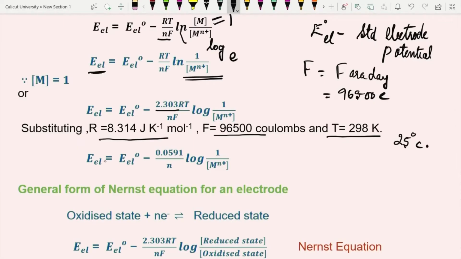Substitute them, and you get the expression modified as E of electrode is equal to E naught of electrode minus 0.0591 by n log 1 by molar concentration of Mn plus. So, this will be the most used equation, because most of the reactions or electrode cell setups will be at room temperature, and we assume the temperature to be 298 Kelvin. So, for the sake of problems as well as considering the Nernst equation, we will be mostly considering this one.